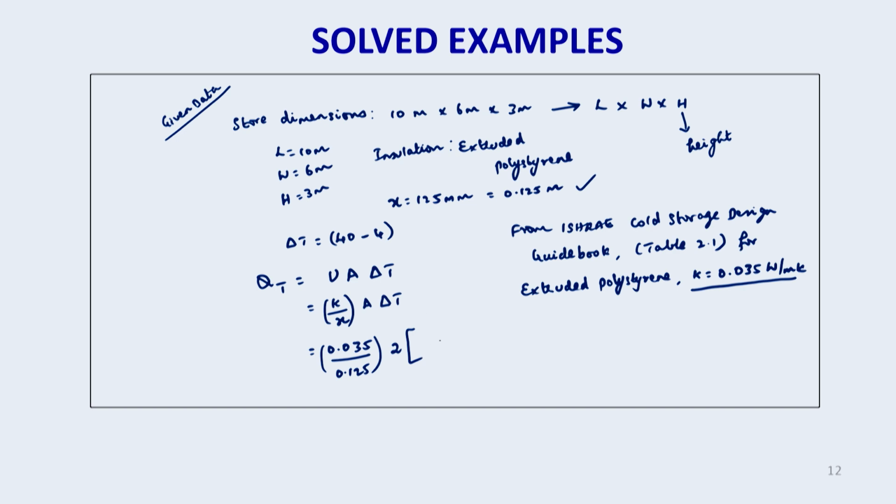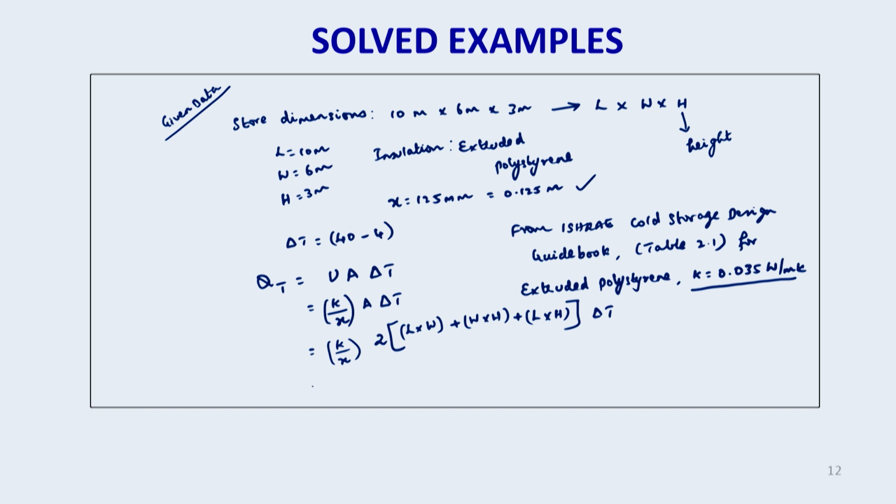Let me write the formula first, then I will substitute the values so that it will be easy. So K by X into area, which is 2 into, sorry, L into W will go by the order, L into W plus W into H plus L into H. So this is area into delta T.